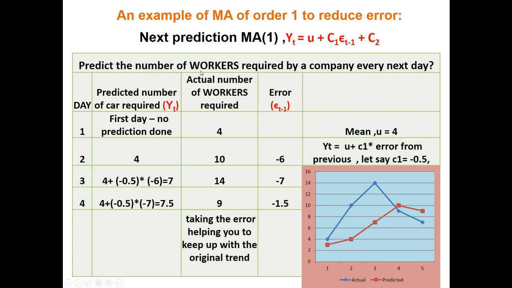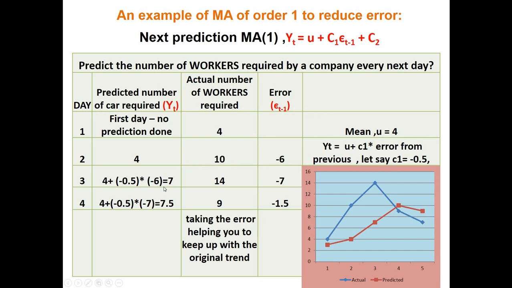Let's say you want to predict the number of workers required by a company every next day. It depends on the work in the company. This is a very small company, let's say. Every day the number of requirements varies, and they hire on daily wages. So on the first day, no prediction is done, and the actual number of workers required was 4. For the second day, the prediction, we simply write 4 itself to start with. After that, they found that the actual number of workers required was 10. That means here there is an error of -6.